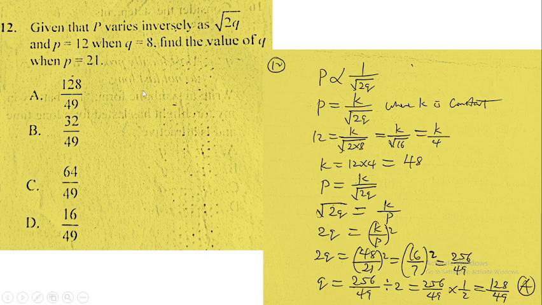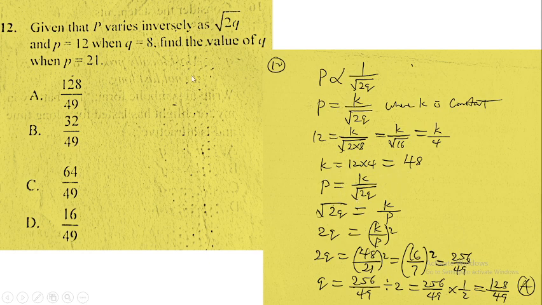You have been given the value of p to be 12, and you have been given the value of q to be 8. So if you substitute that, you have 12 equals k over the square root of 2 times 8. 2 times 8 is 16. So that means you have the square root of 16 here, and what is the square root of 16? That is 4. So we have 12 equals k over 4, and we can cross multiply. So we have k equals 12 times 4, and that will give us 48. So that means the constant is 48.